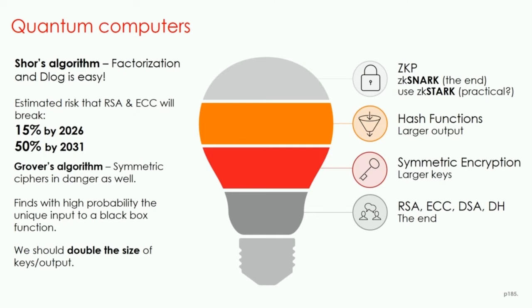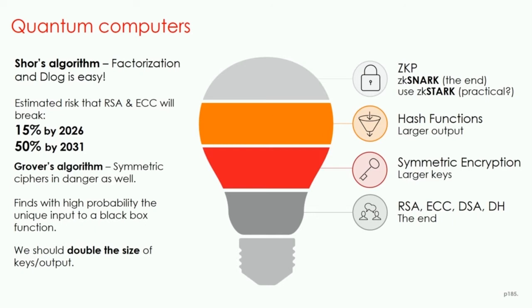This is the double size. And ZK SNARK, again, it's based on the elliptic curves. We have to go to something else. However, there is a paper recently from Daniel Bernstein that says we can still stay with RSA, but we need keys of the level of terabytes. Yes, it's possible, but yes, it's terabytes.